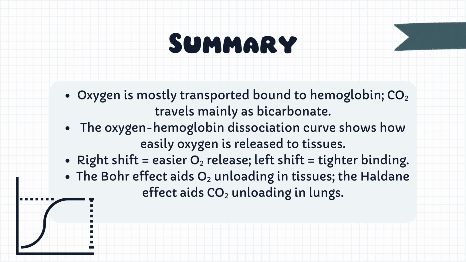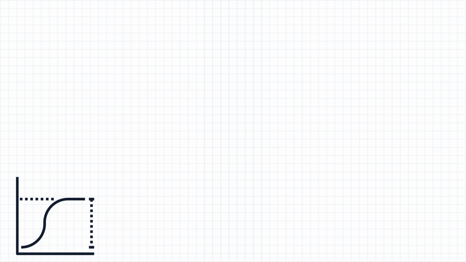Let's review the key points. Oxygen is mostly bound to hemoglobin. CO2 is mostly carried as bicarbonate. The oxygen-hemoglobin curve shows how tightly hemoglobin holds oxygen. Right shift equals easier oxygen release. Left shift equals tighter binding. The Bohr effect promotes O2 unloading in tissues. The Haldane effect promotes CO2 unloading in lungs.